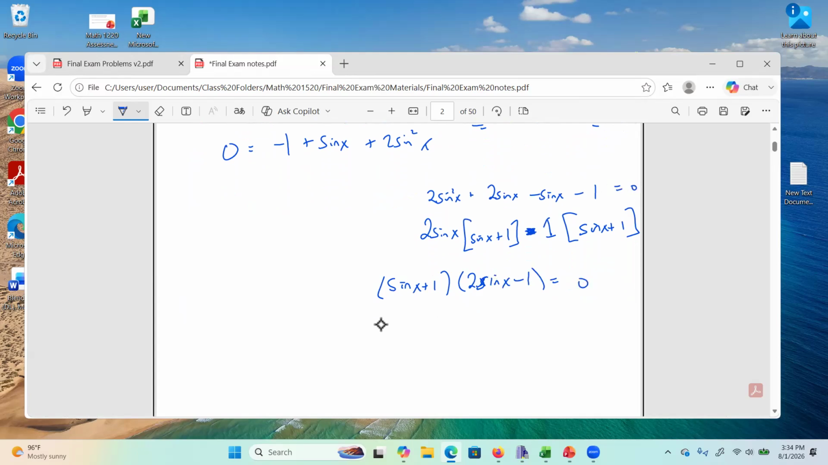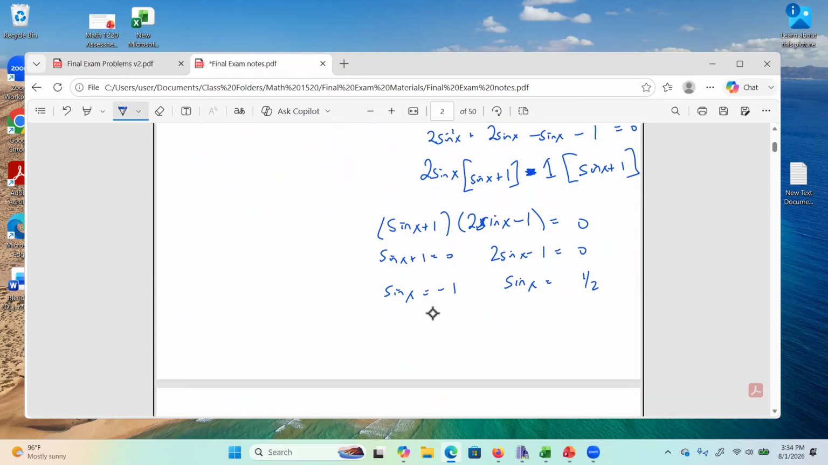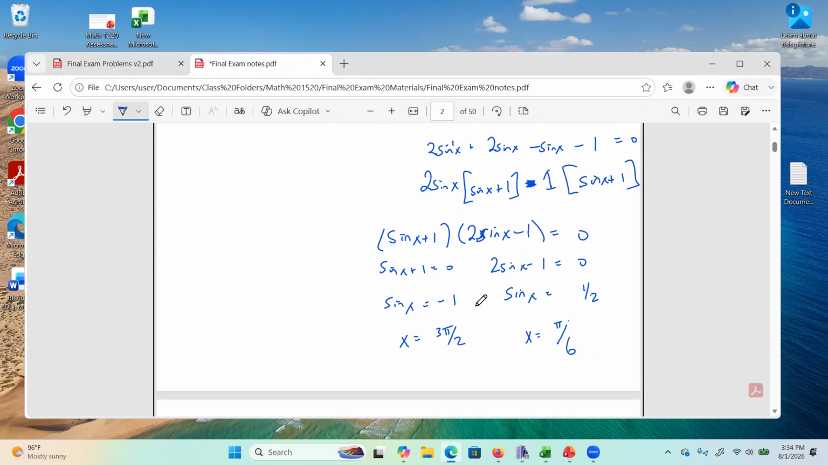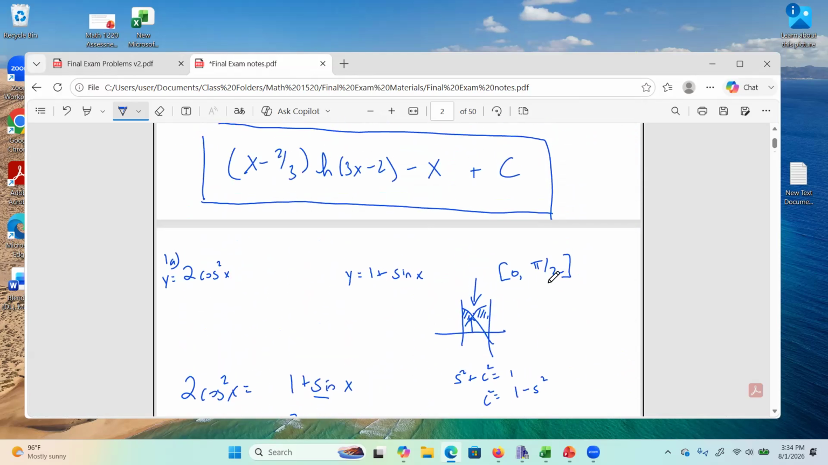It's equal to 0. Okay, so we have sine x plus 1 is equal to 0, and 2 sine x minus 1 equals 0. Sine x here is equal to 1/2, and sine x here is equal to negative 1. All right, where sine is equal to negative 1, x is equal to 3 pi over 2. Where sine is equal to 1/2, looking at your unit circle, that's going to be, I think, pi over 6. Okay, so those are the two places it intersects. Now, let's go back here for a second.